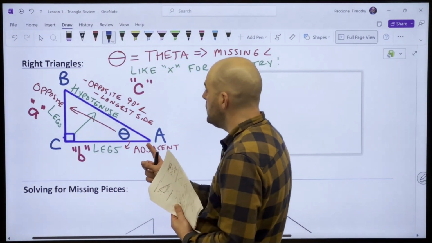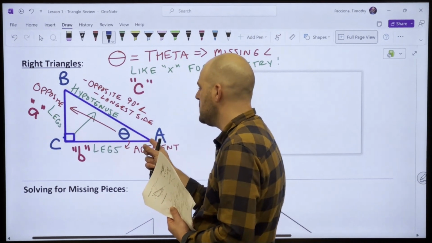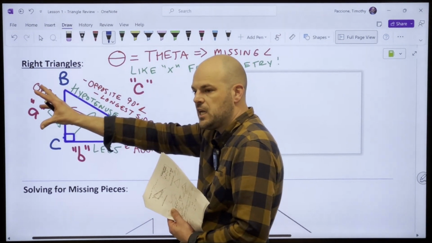So, well, yeah, if that's side A, this could be angle A because it's opposite it.